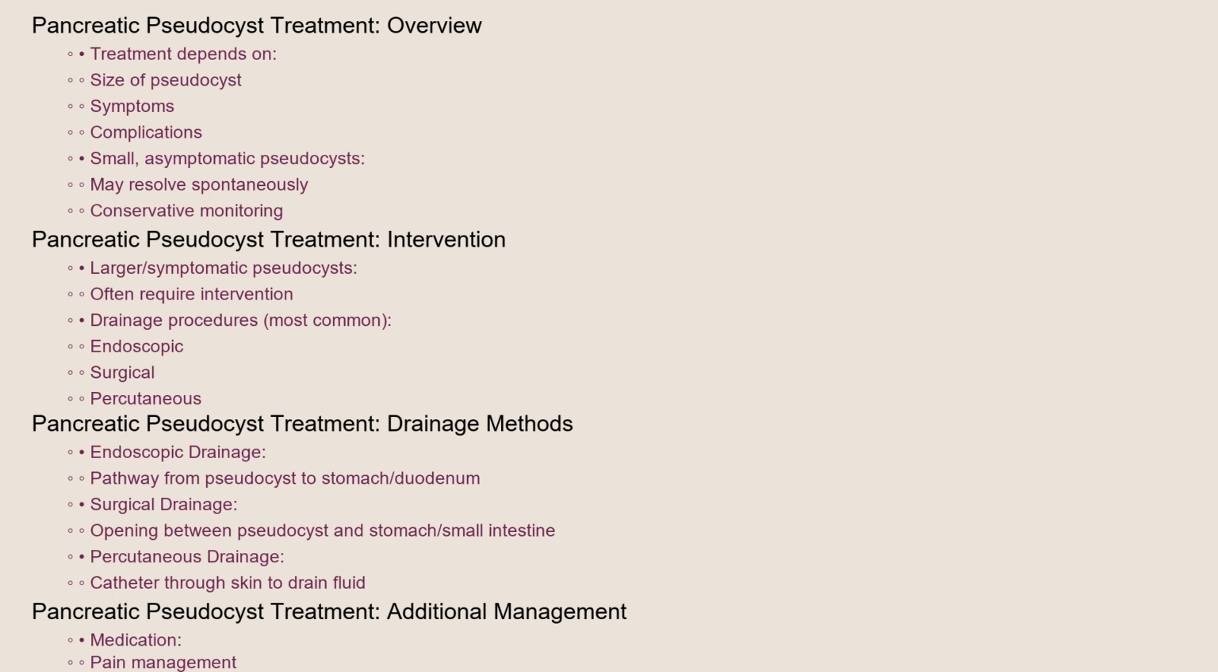Drainage procedures are the most common treatment option. This can be done endoscopically, surgically, or percutaneously, guided by imaging. Endoscopic drainage involves creating a pathway from the pseudocyst into the stomach or duodenum. Surgical drainage typically involves creating an opening between the pseudocyst and the stomach or small intestine. Percutaneous drainage involves inserting a catheter through the skin into the pseudocyst to drain the fluid. Medication may be used to manage pain and prevent infection.